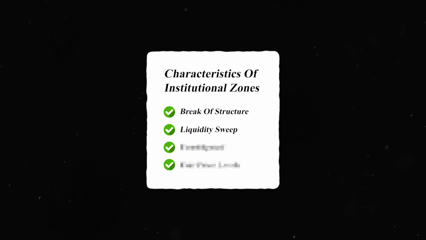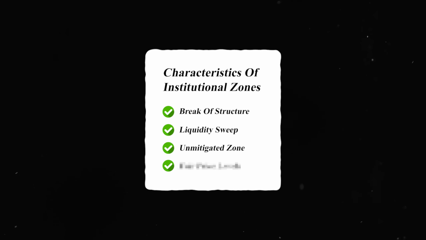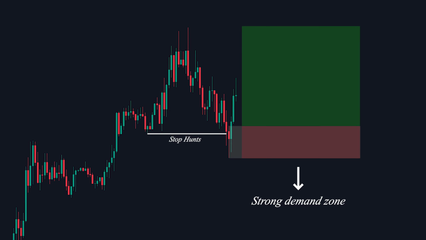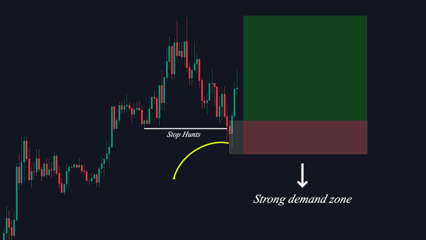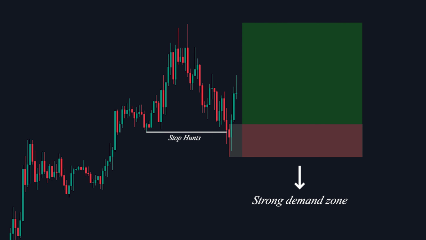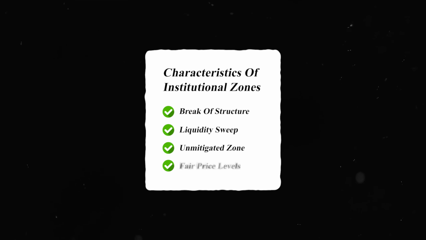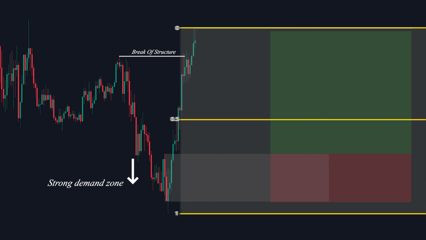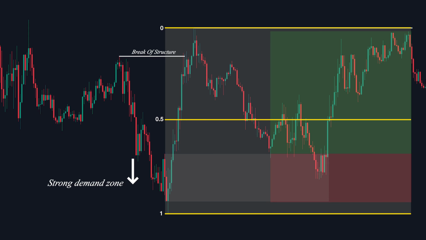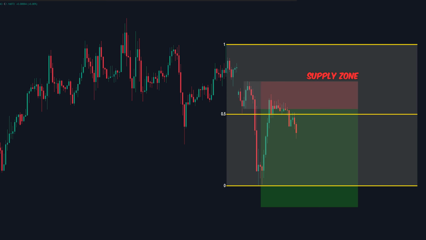Another key characteristic is that the zone must be fresh. Price has not touched it since it was created. The very first retest usually gives the cleanest and most powerful reaction. And finally, they are located at a fair price level. Demand zones sit in a discount area of the range and supply zones form at premium prices.